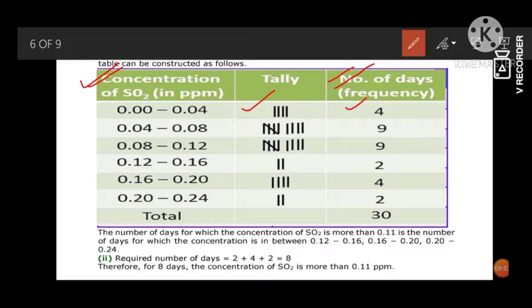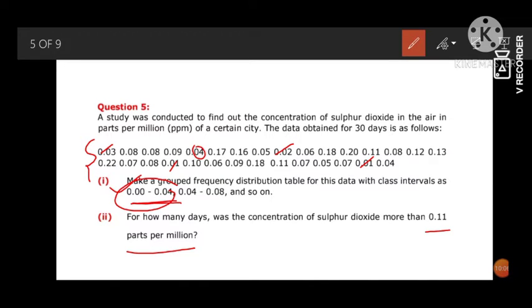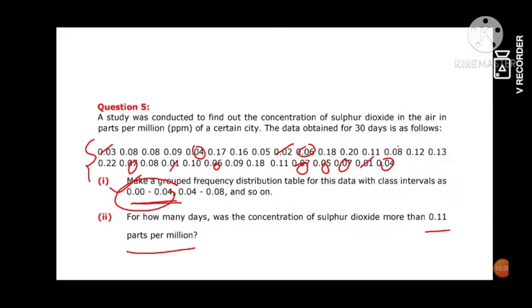So 0.04, 0.05, 0.06, 0.07, till 0.07 we will consider. So let us see. 0.04 is 1, this one is 2, 3, 4, 5, 6, 7, 8. So we have found 8, but there should be 9. So let us see once more.